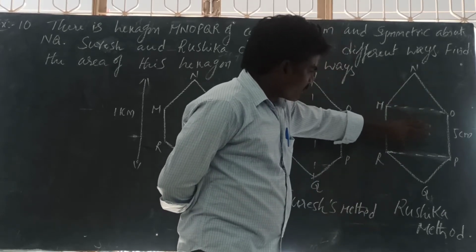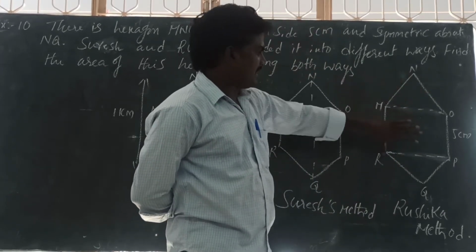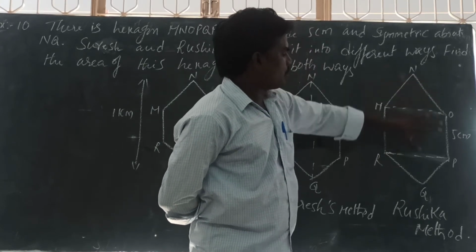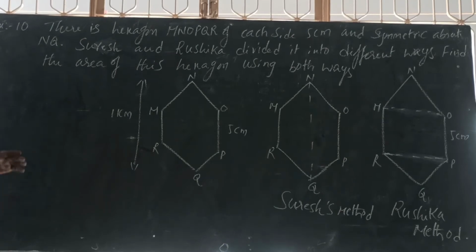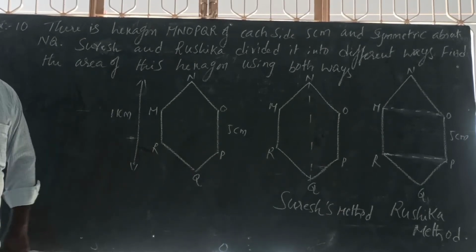So then Rusika is dividing the total hexagon into 1 rectangle and 2 triangles. Okay, what is a hexagon? A regular polygon which has 6 sides.